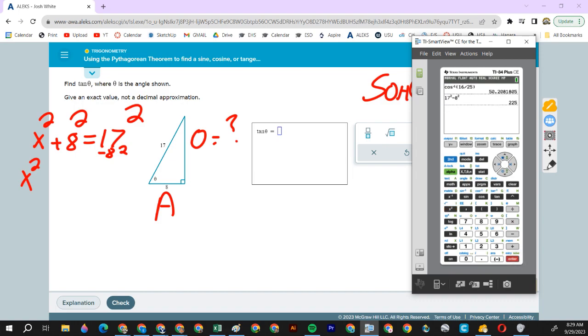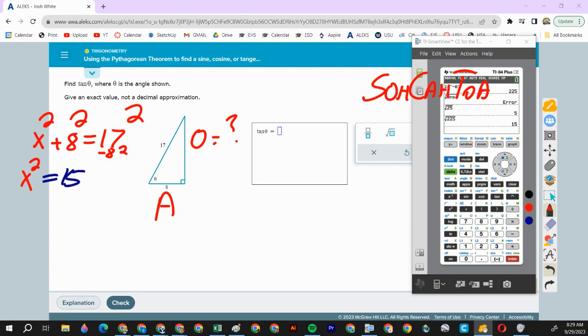What do I do with 225? Let's take the square root. And I get, oh, I'll get it. You guys just wait. There we go, 15. So this is 15. So I go over here and I write in 15. What is the tangent of theta? Well, tangent is O divided by A, so it is 15 over 8.